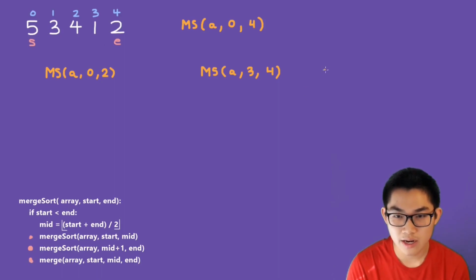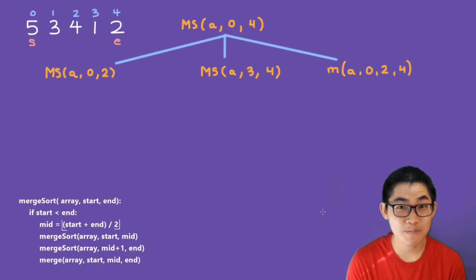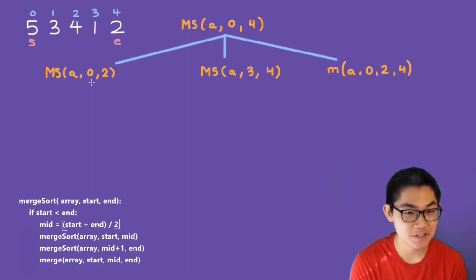And we're just going to call it m this time, the small m. And we pass in the array, then we have the start, which is 0, the mid is going to be 2, and the n is going to be 4. Now we're going to repeat the same step for these ones right here.